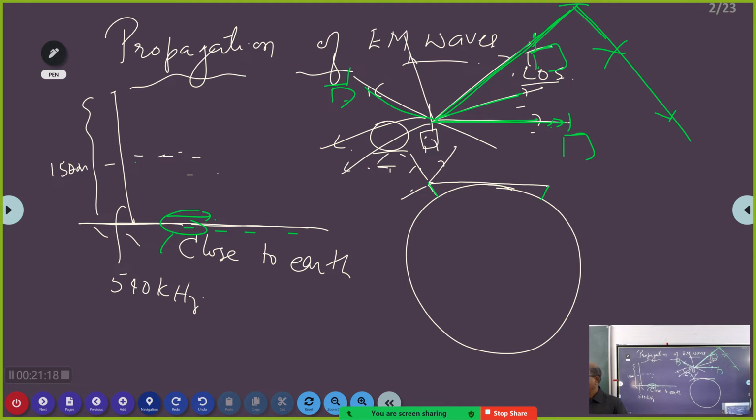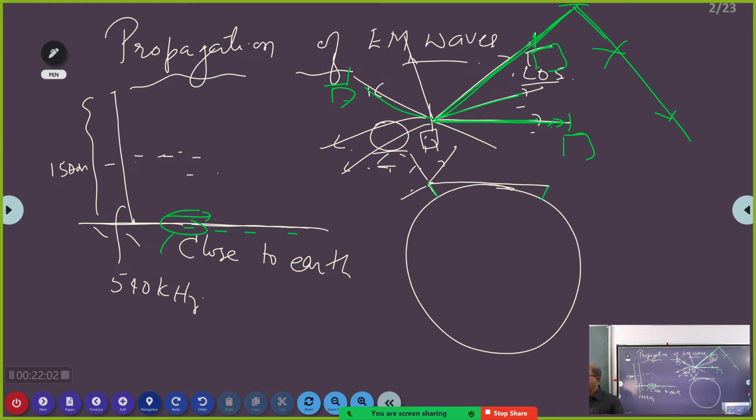Figure 15.5. Can you see the diagram 15.5? See there, they have shown two antennas. HT is the transmitting antenna, HR is the receiving antenna, their heights are given, and the distance between them, DM, is given. And then you have a formula here, equation 15.1: DM is equal to root 2RHT plus root 2RHR, where HR is the height of the receiving antenna. DM is the maximum line of sight distance between the two antennas. It's very clearly written there.